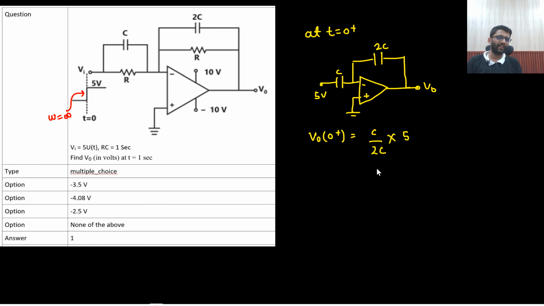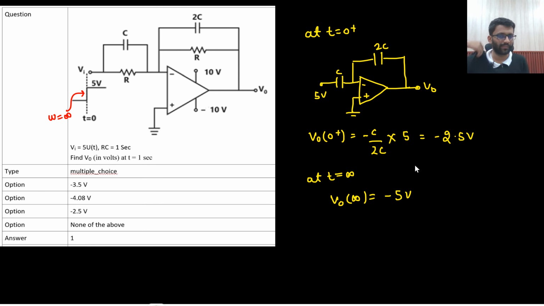1 by 2CS divided by 1 by CS. So C would come upward. And a minus sign will also be there because it is an inverting amplifier. So minus 2.5 volt. This is at t equals to 0. At t equals to infinity, what will happen? Both capacitors will be open circuited. If both capacitors are open circuited, that means at t equals to infinity, V naught infinity would be minus 5 volt only. So it is going from minus 2.5 to minus 5.